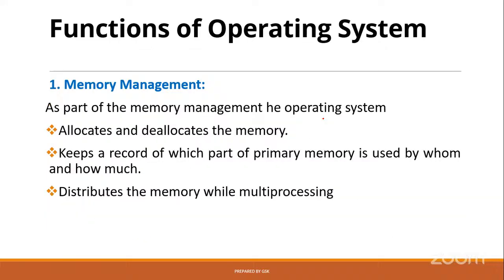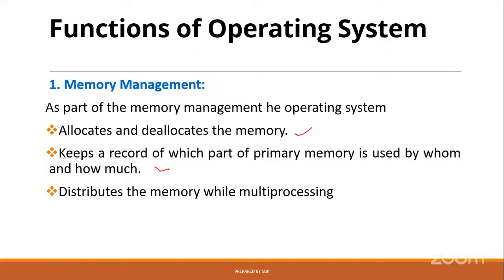And the next important point, as I covered, is allocating and deallocating the memory. And the next one is, it keeps a record of which part of the primary memory is used by whom and how much. This is also a responsibility of memory management, because five programs are loaded in the main memory. Assume that a sixth program is trying to store in the primary memory. The sixth program is sending the request to load into the primary memory.